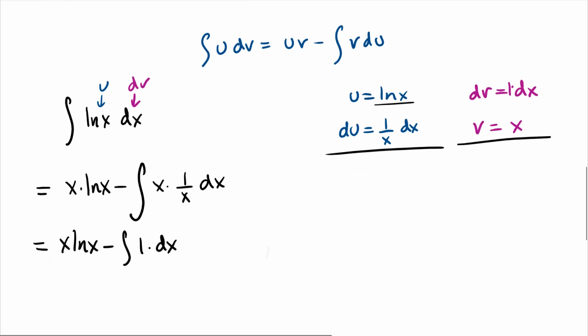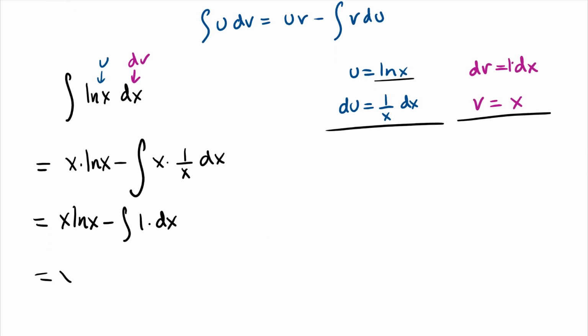Oh, that's a pretty simple antiderivative. I think that's just going to be minus x. And then just don't forget, plus c. And there's our solution. That's the antiderivative of the natural log of x: x ln of x minus x, plus c, of course.